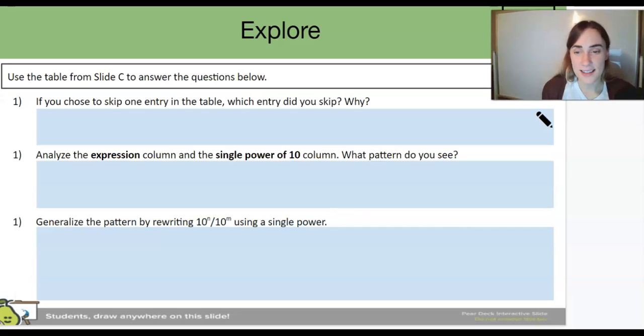Now we are in slide D of our Explore section, and you're going to be using the information from slide C to answer these questions. So you may want to skip back and forth between slide C and slide D as you're answering.